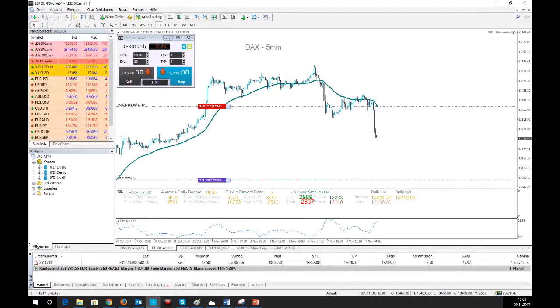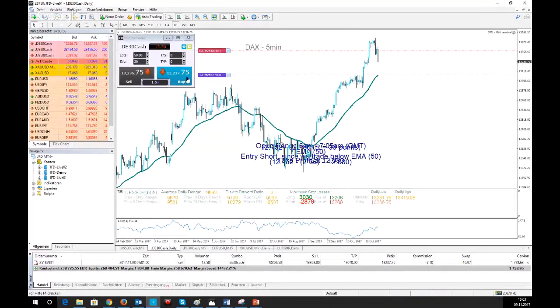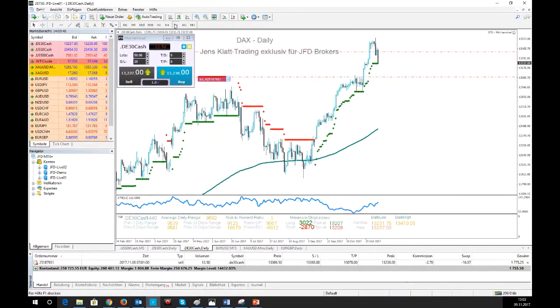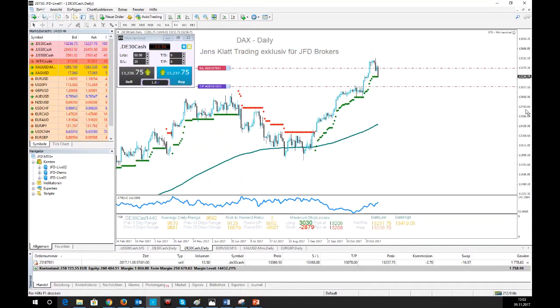This is, by the way, not a 5-minute time frame, but a 1-hour chart. But this is not the daily chart. Okay, so you can see here, obviously, I'm having a position on. You can see it in the P&L.